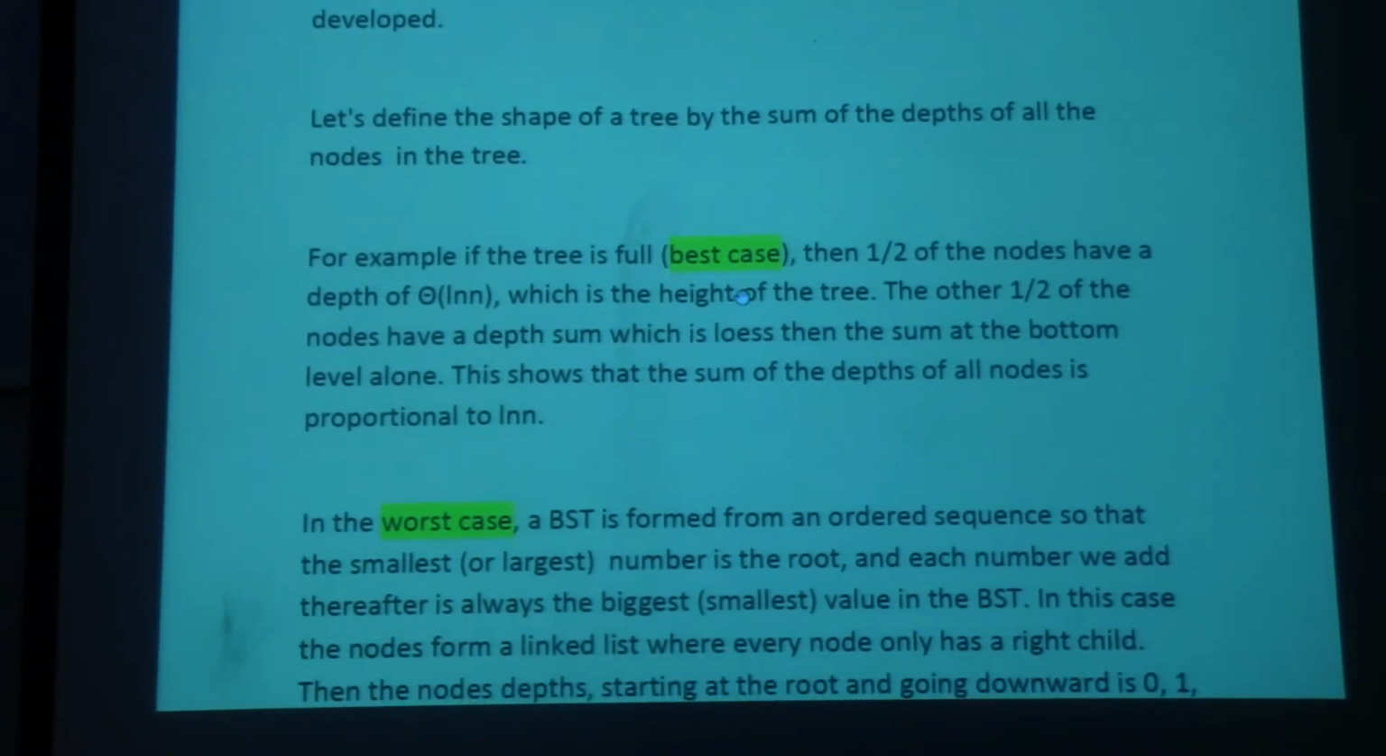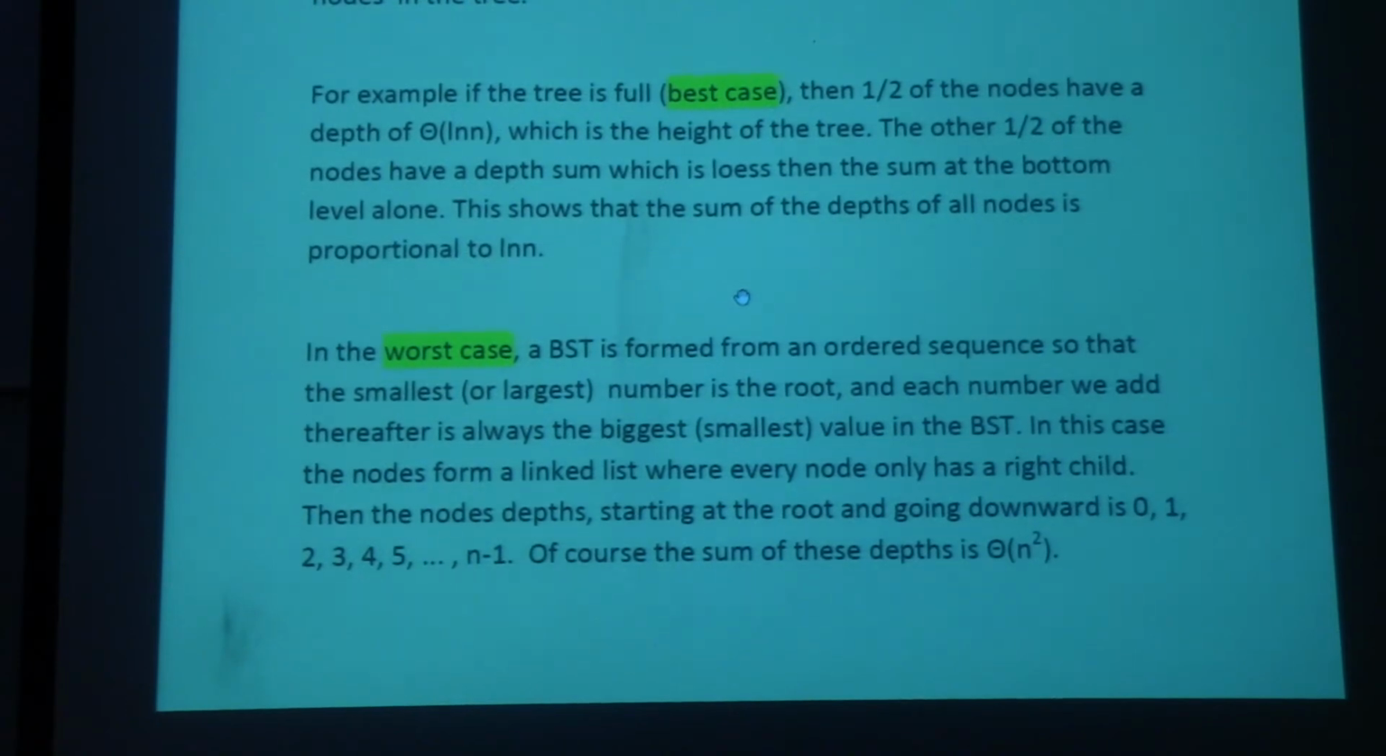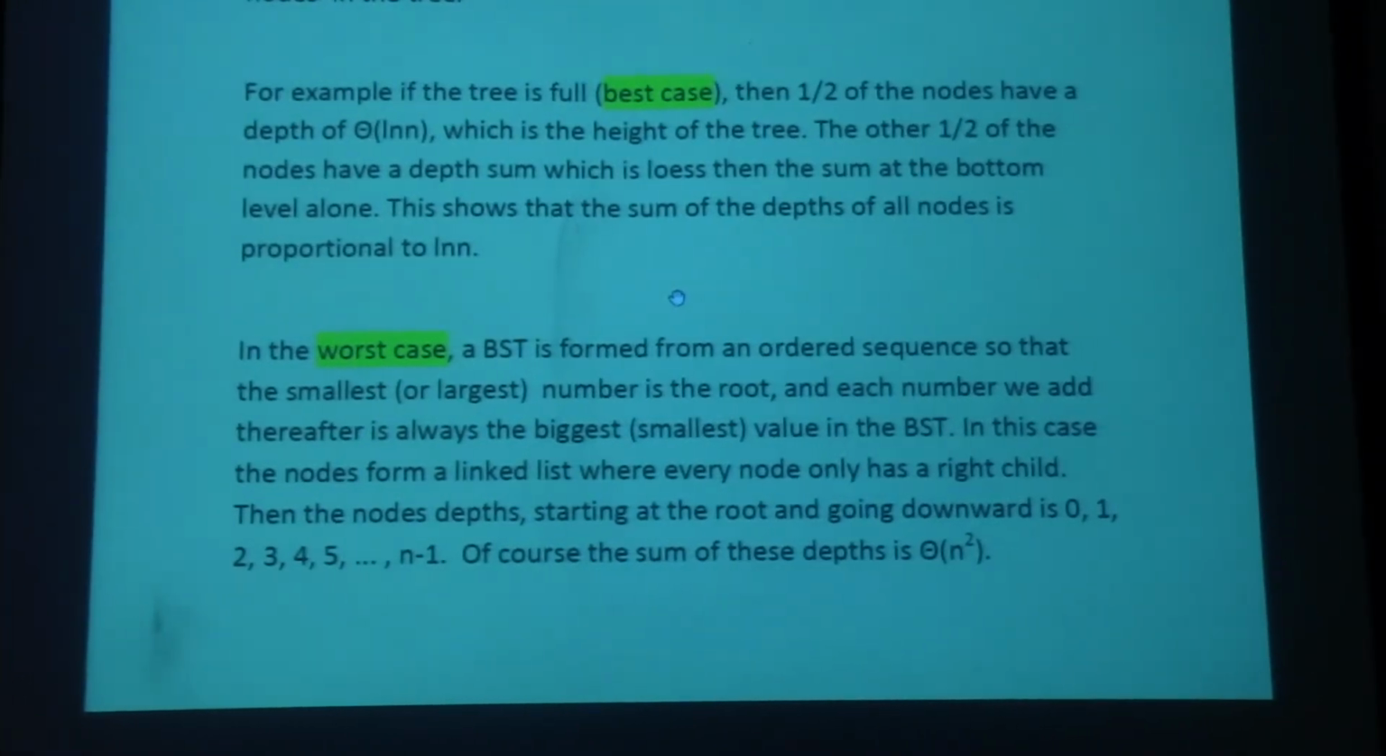The worst case is when a binary search tree is formed from an ordered sequence, so that the smallest or largest number is at the root, and each number we add thereafter is either the biggest or smallest value in the BST. In this case, the nodes form a linked list where every node only has a right child, or only a left child, or only one child.